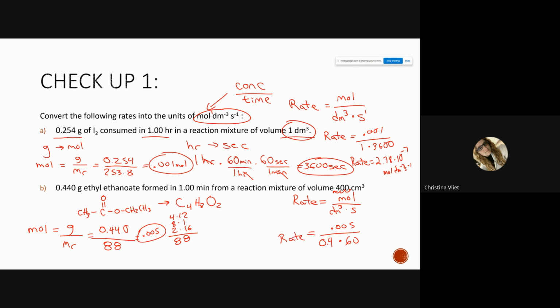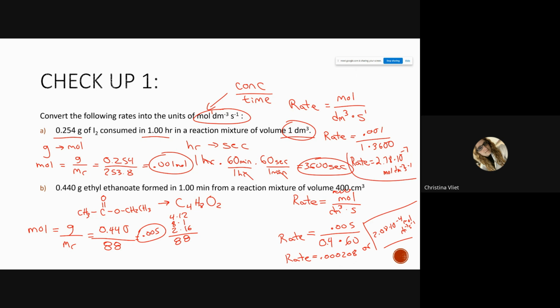So it's 0.005 divided by 0.4 and 60. Do you get the same thing as I do? I get 0.000208, or 2.08 times 10 to the negative 4, with the correct units. That's the rate.